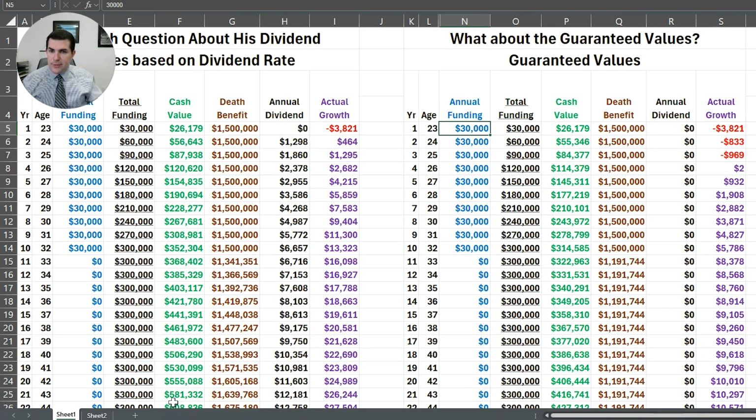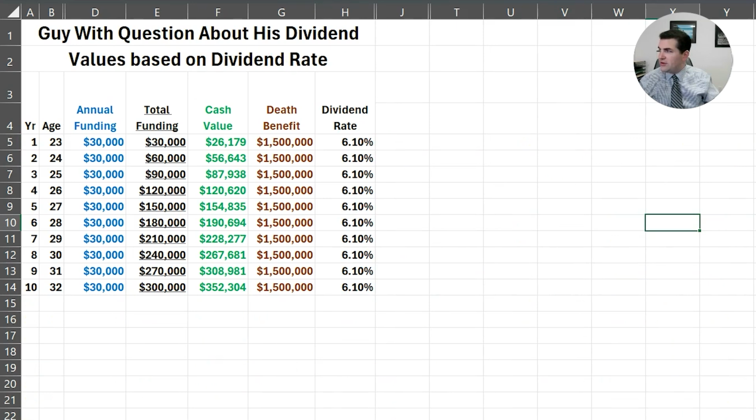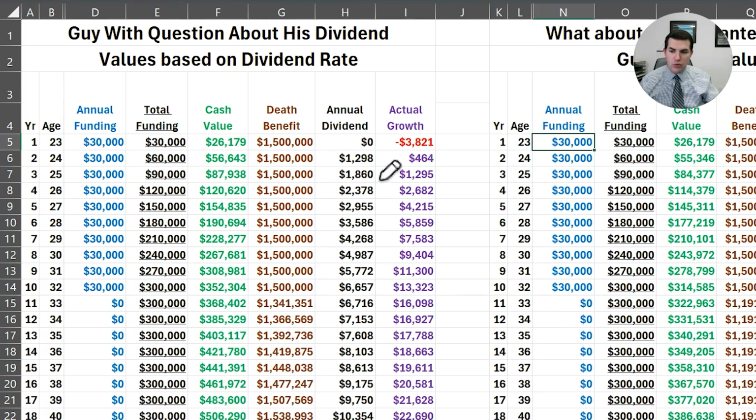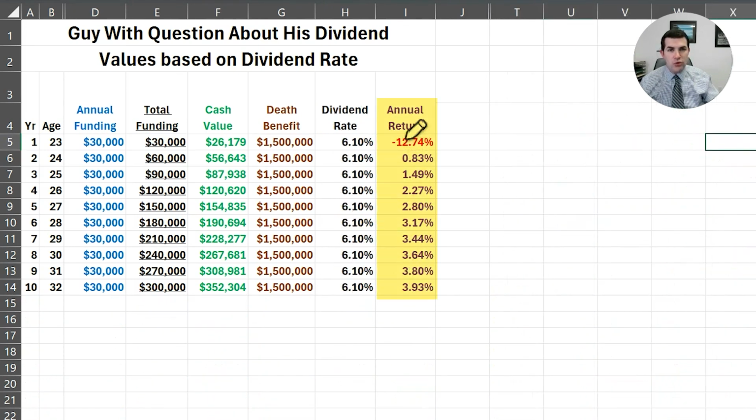Let's wrap this up by looking at it in interest rates. So we've got the dividend rate at 6.10%. Then we've got the annual return. Just like what we looked at on the last tab, where we had the annual dividend and then actual growth, the annual return represents the net growth rate.